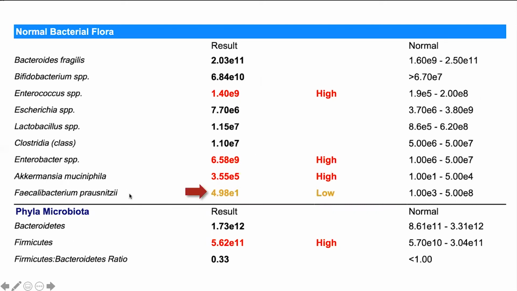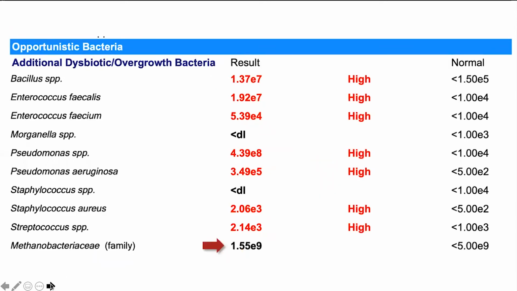And then in this case, we also saw Faecalibacterium was low, which really follows that particular study that was found to be low as well with low stomach acid. Your opportunistic bacteria is really where you're going to see the most common evidence of overgrowth. That's where the Enterococcus species are and Streptococcus. So if those are high, then suspect that low stomach acid may be an issue. And then some of these others too, like Pseudomonas, can also be overgrown when stomach acid is too low.